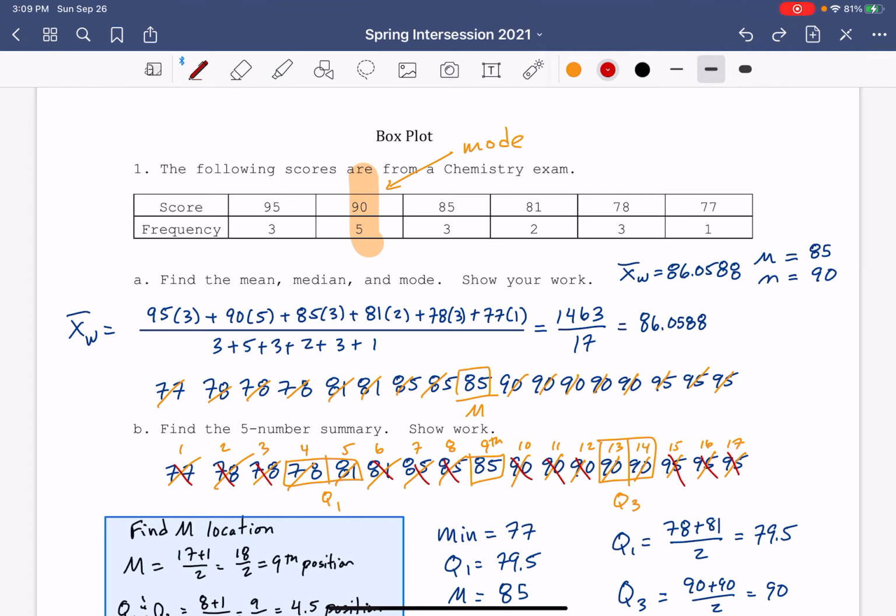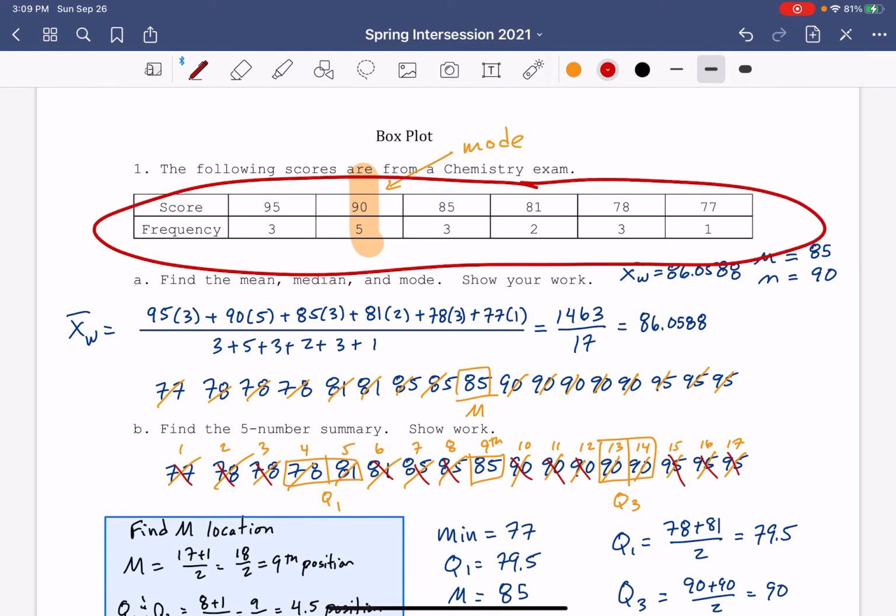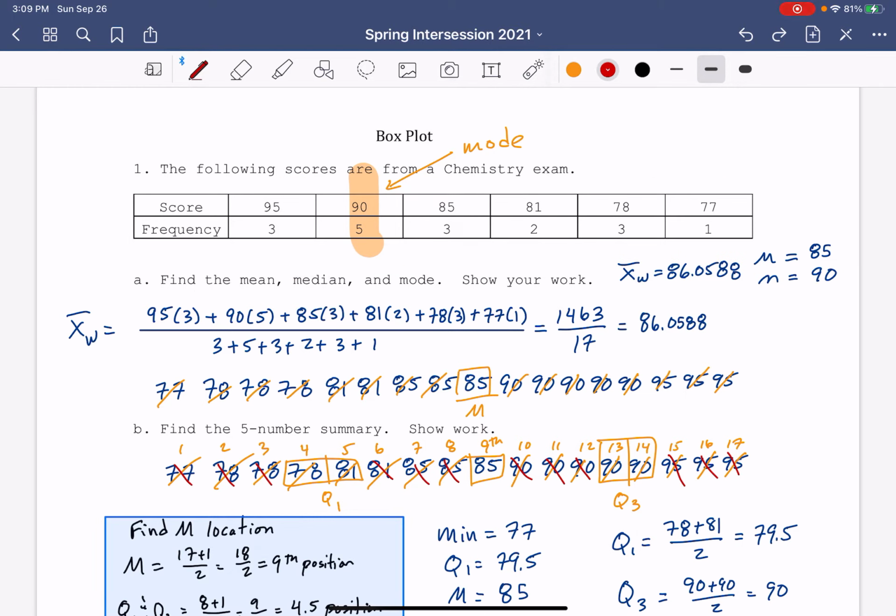Hi everyone. So this is the box plot worksheet that we'll go over. Okay, so what do we got here? We have the following scores. All right, so their scores. They're in a table. So that's really important that by now you should have the concept or the framework on how tables work. All right.